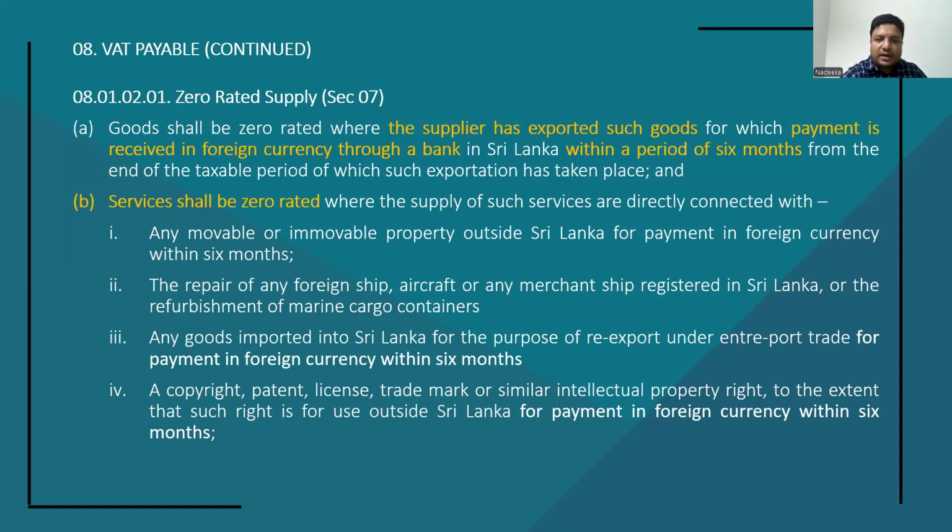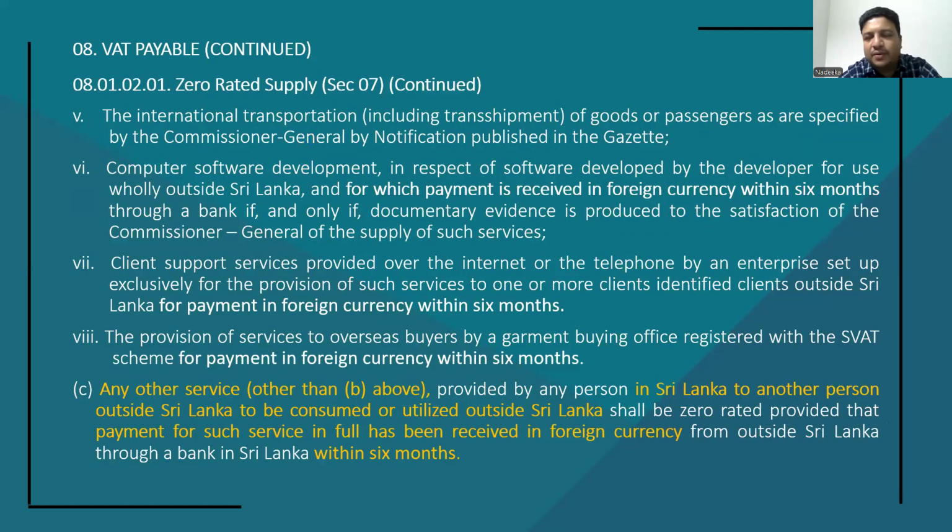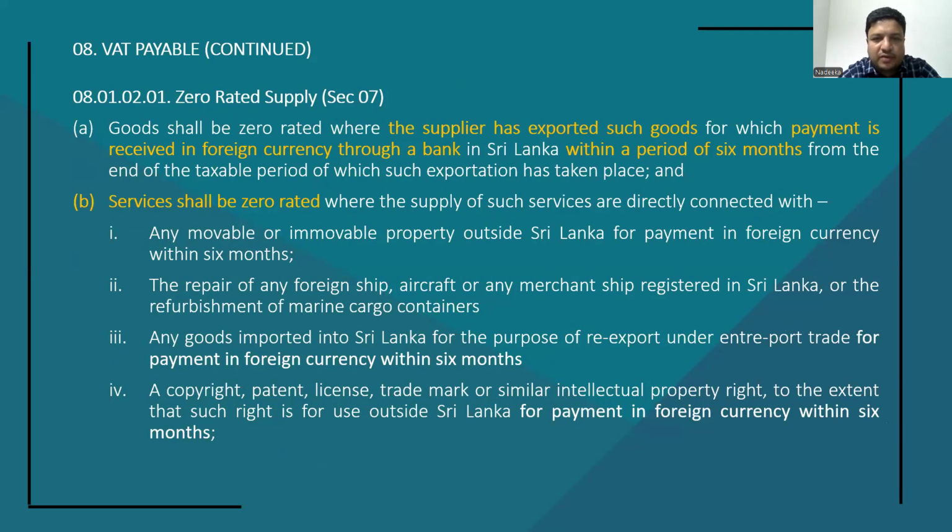Now let's look at the supplies that are chargeable at zero rate. So there are two tax rates. Let's identify the supply of goods and services that are chargeable at the zero rate. Then we know all the other supplies are chargeable at the standard rate. Zero rated supplies, they are given in section 7 of the VAT Act. So we have three sections here, A, B, and C. Under A, we have goods. Under B, we have some specific services. Under C, we have other services. So let's look at one by one.